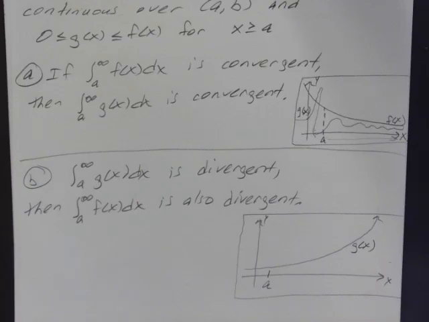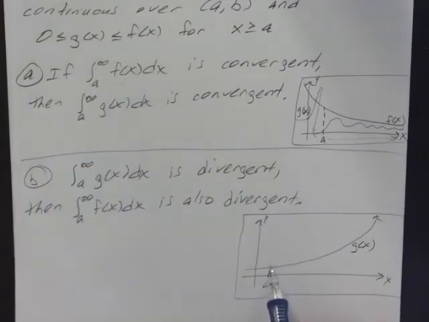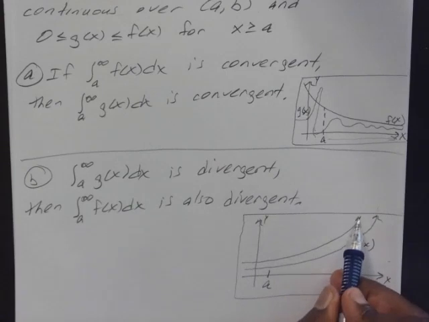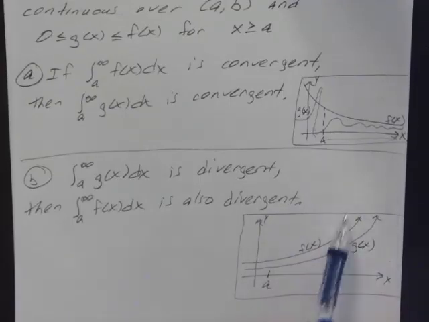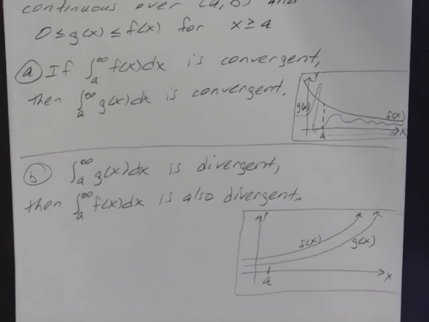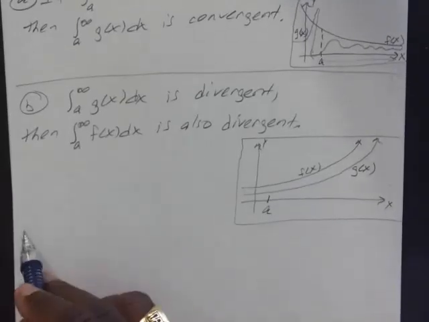Okay. Well, if g of x is always less than f of x, which is the stipulation right here, then we know once you get past x is equal to a, that f of x is always going to be above your g of x. So it's going to kind of look like that. So if that g of x keeps on going to infinity, then that f of x is going to keep on going to infinity. It's going to be divergent.